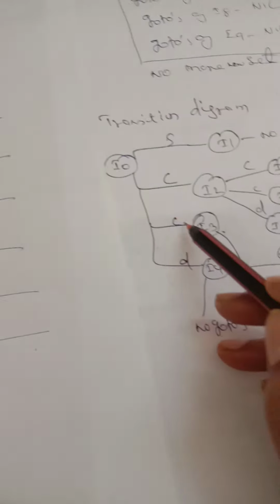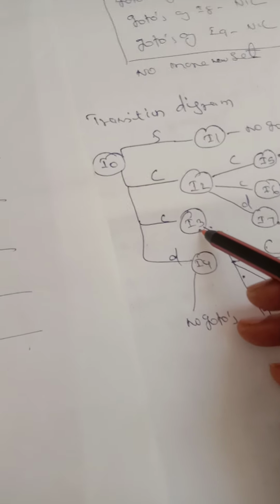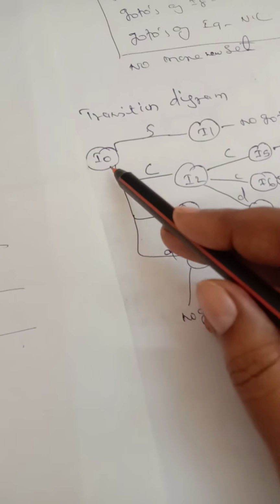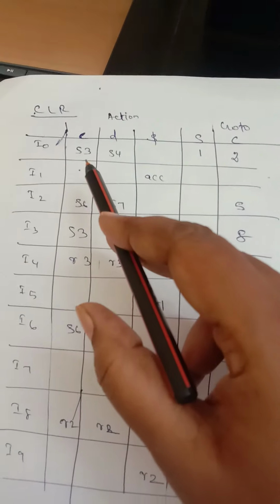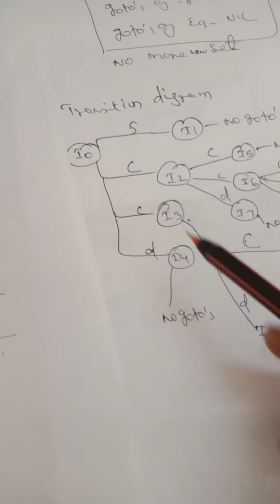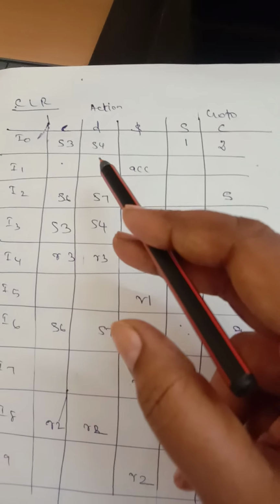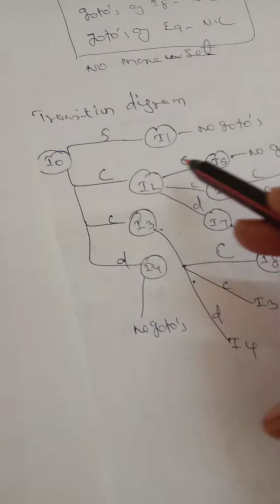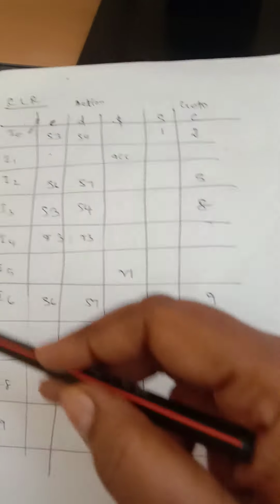Next, I0 comma small c equals what? I3, which means here it is shifting from state 0 to 3. So you have to mention S3 under c. Next, I0 comma d equals what? I4. So you have to mention S4. I0 comma d equals S4. Like that you have to mention all the values in tabular format.